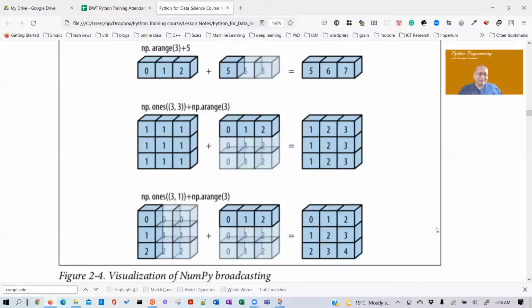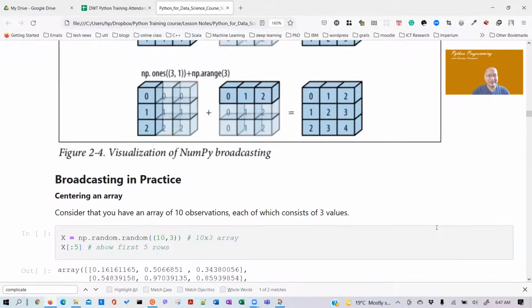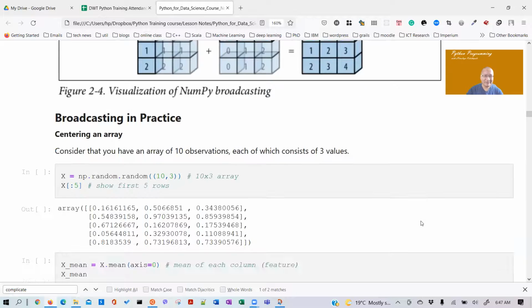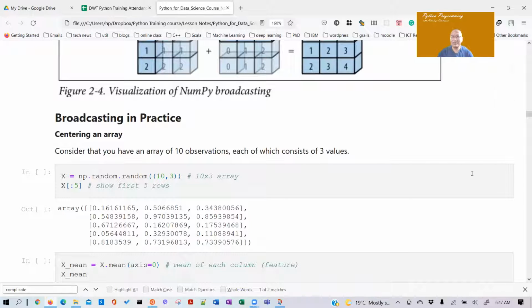Right? So okay. Next up, broadcasting in practice. So kati sajilo banuncha यो broadcasting and actual data science task or data analysis kati sajilo banuncha. So let's look at an example. Let's say we can so easily center an array, right? Centering an array. Okay, let me show you what that means.